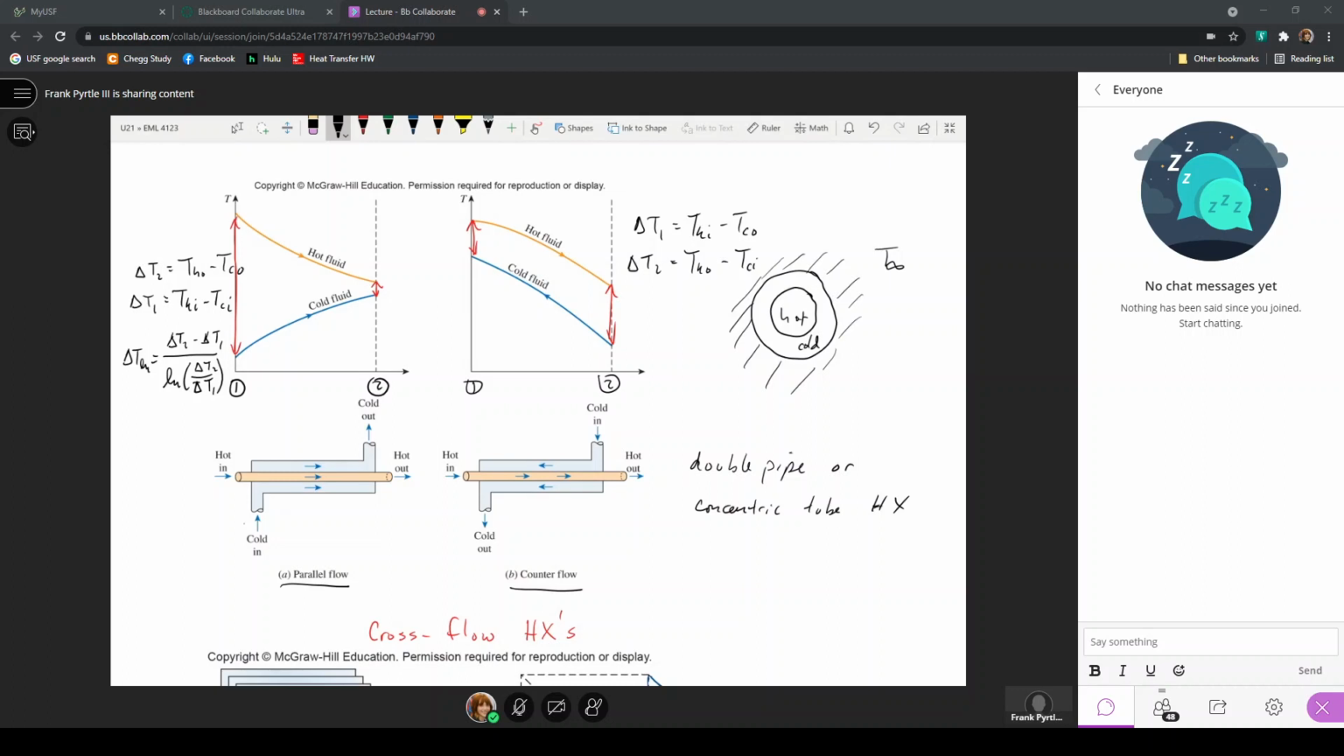So the temperature differences at those two positions are defined differently, because in one, the fluids are in counterflow, flowing in opposite directions. In the parallel flow heat exchanger, they're flowing in the same direction. The log mean temperature difference will still be defined exactly the same way. It's just that the temperature differences are defined in a different way.